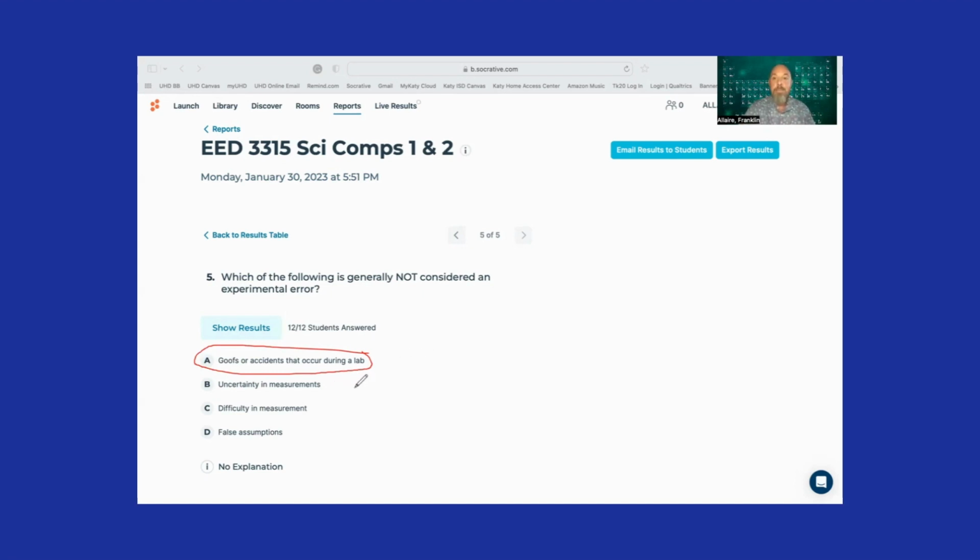Now, uncertainty in measurements does not count as experimental error. Okay, so that would be things like you're measuring something, but you're not quite sure. For instance, going back to question number 1, accuracy and precision. If that balance is not accurate or precise, that creates uncertainty in the measurement that you're trying to make. And that uncertainty in your measurement does not count as experimental error.